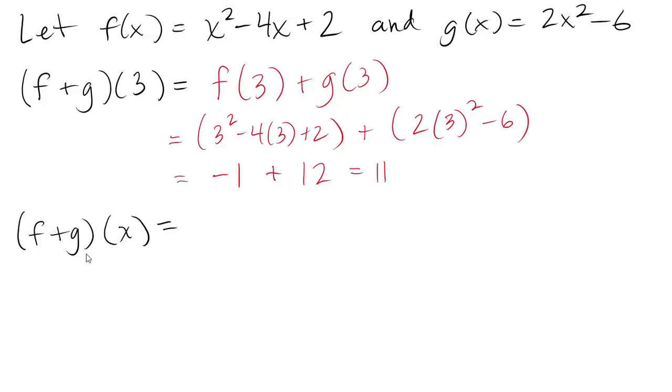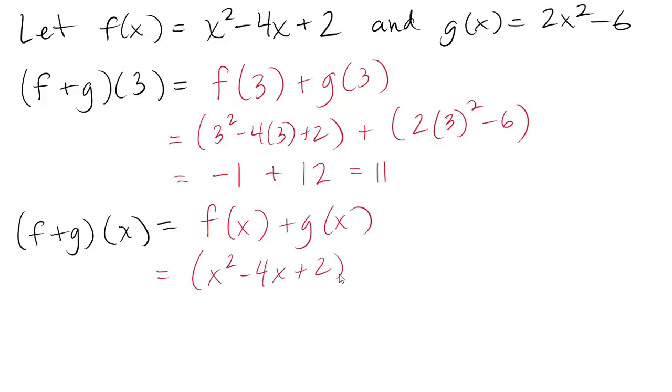So f plus g of x means f of x plus g of x, and now we're just expected to add the two functions together. So this is x squared minus 4x plus 2 plus 2x squared minus 6. And this is just collecting like terms. X squared plus 2x squared is 3x squared. The minus 4x has nobody to play with, so we just copy that down. And 2 plus negative 6 is negative 4. And we get 3x squared minus 4x minus 4. That's the sum of those two functions.